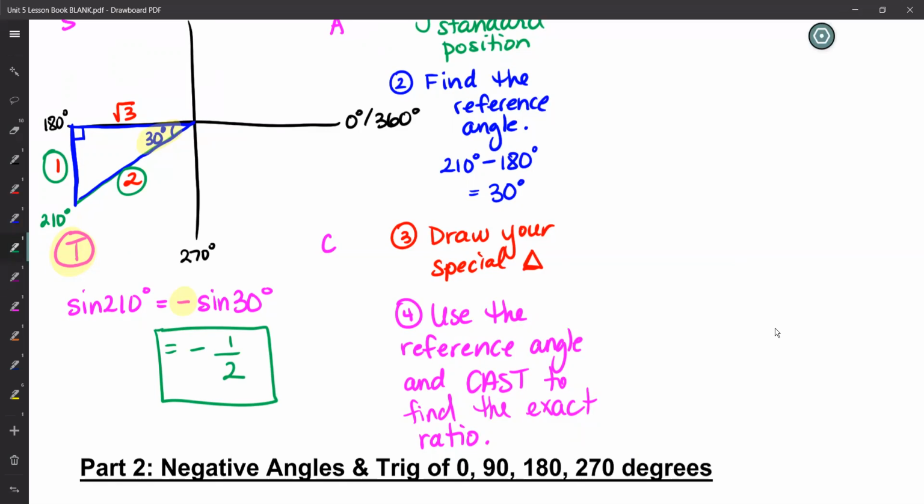Okay, you can check this in your own calculator, but you shouldn't have to use your calculator to come up with this. So if you check the sine of 210 in your calculator, you should get negative 0.5. Okay, so it's equal to the sine of the reference angle, but the negatives and positives will change depending on what quadrant your angle is in.